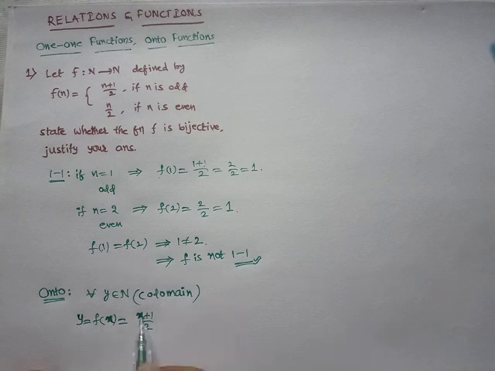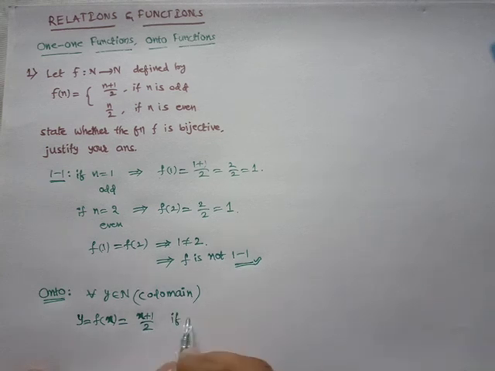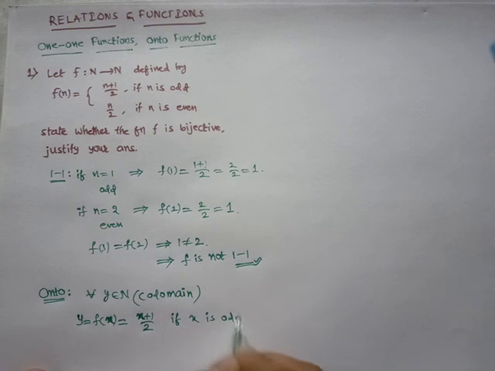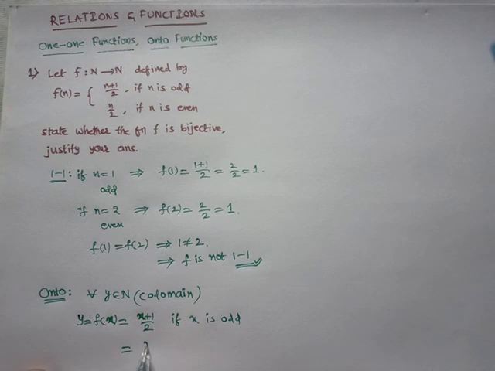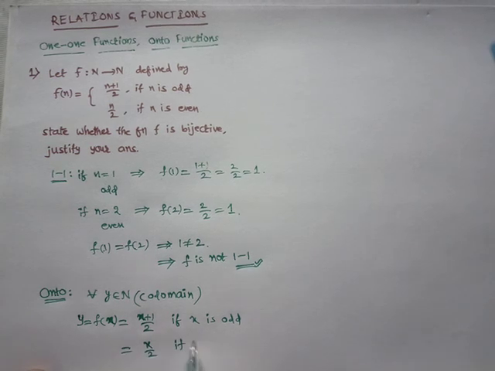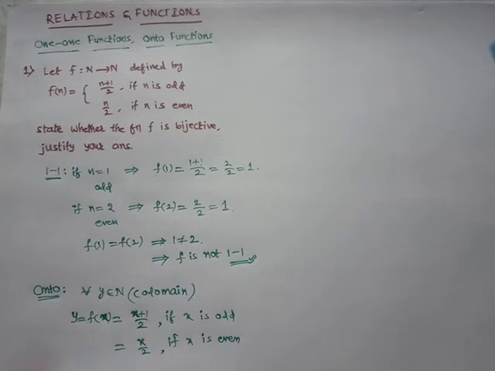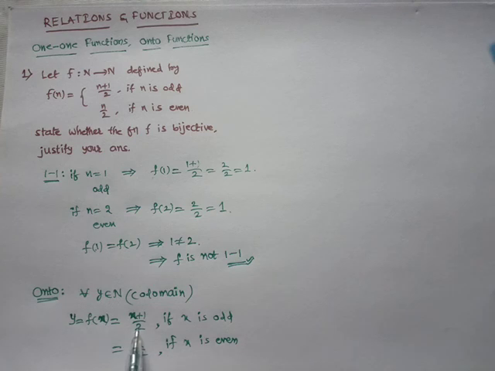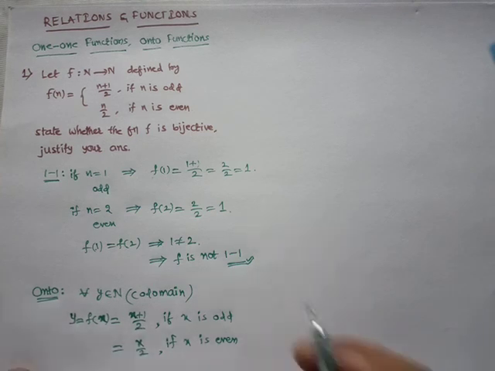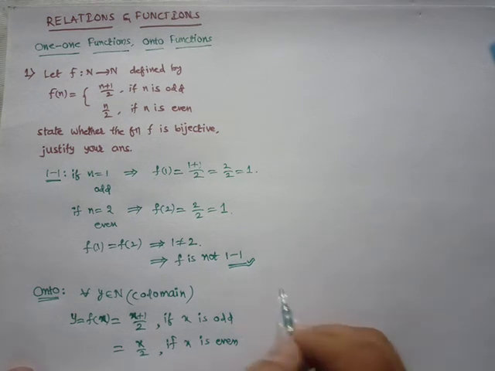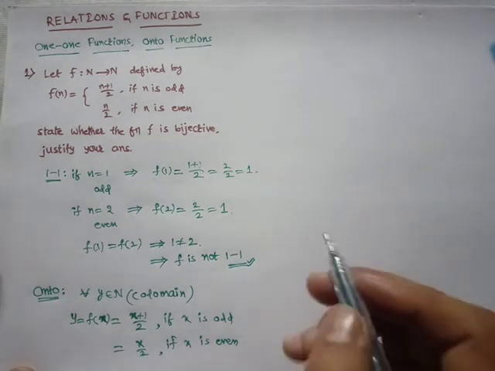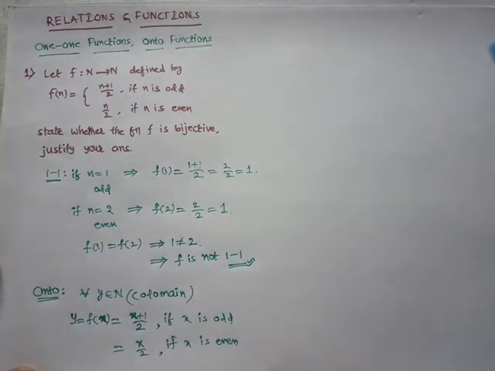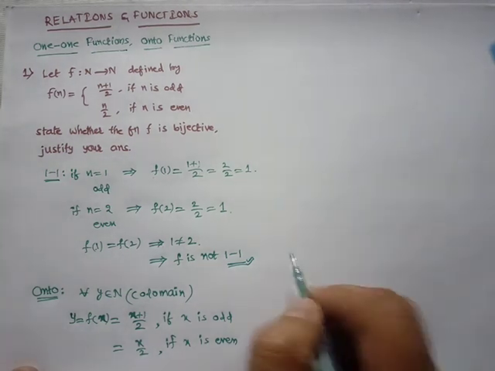Y is equal to f of x, which is equal to (x plus 1) by 2 if x is odd, and equal to x by 2 if x is even. Just try to understand both. Now we require to get the value of x. Then we can send this in two different cases. So two different cases can be taken in this manner.